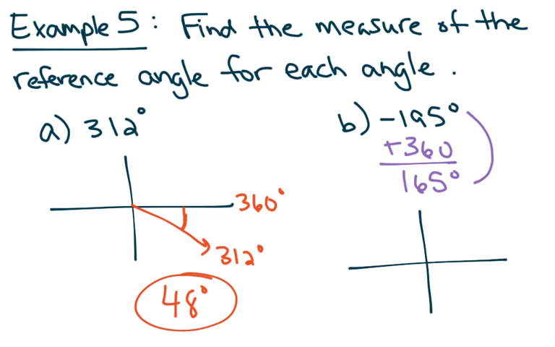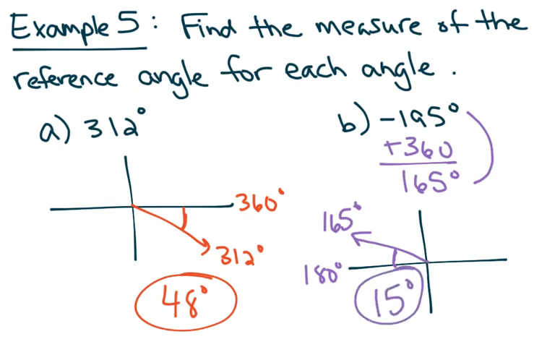Where would 165 be? Well, it's going to be in quadrant 2. If this is where 165 is, and it's closest to 180, I'm going to subtract those two angles and find out the reference angle is 15 degrees.